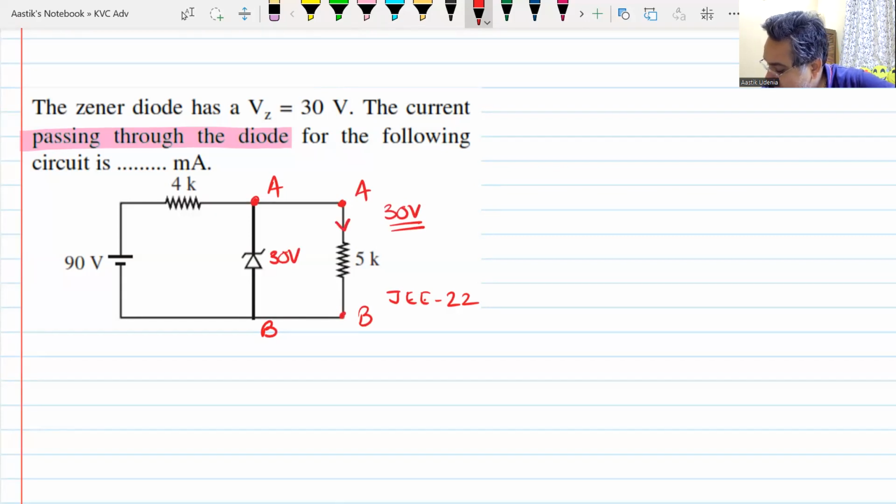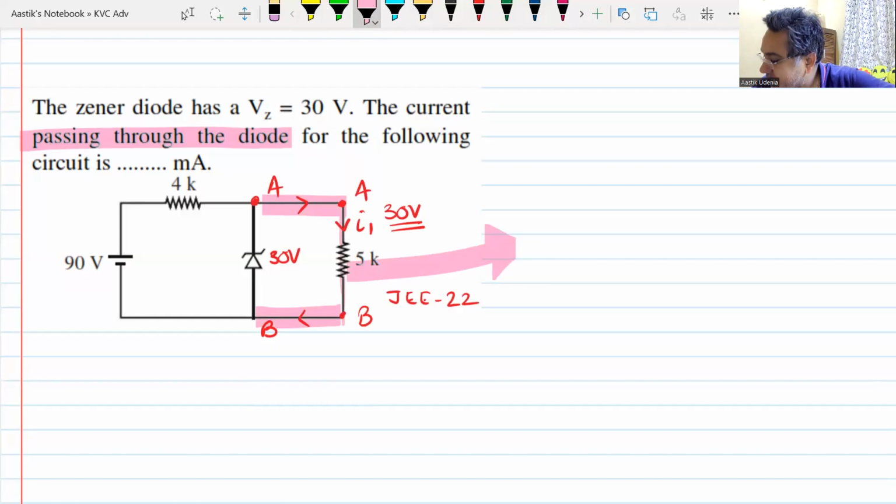So you can find out the current in this branch. Let me call it I1. You can find out the value of I1. How much will be I1 equal to? Sir, I1 is 6. I1 means this current, this pink current is I1. Do you understand this? Yes.